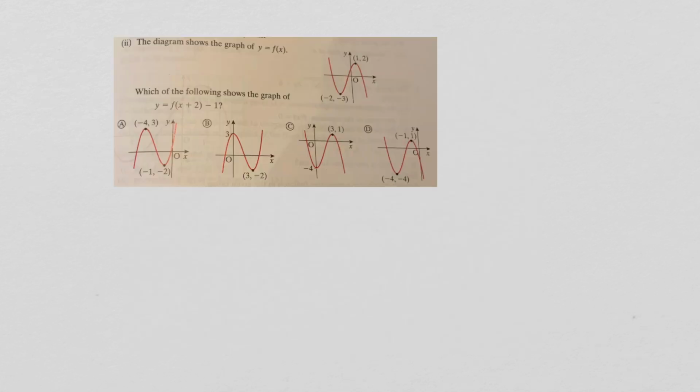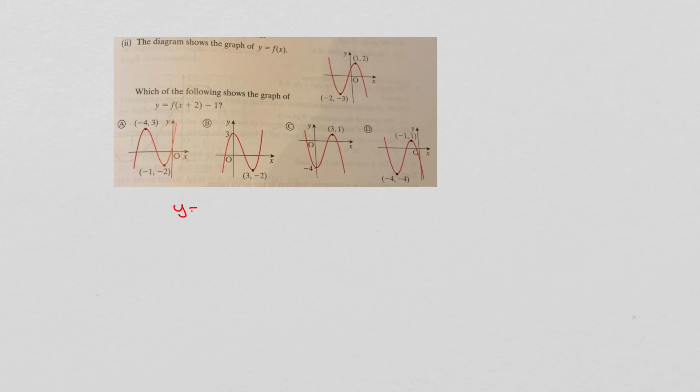So we have an example here from O.D. Morris's book, and we can see we have the first original function, y equals f of x, and we're told two of the points on the graph, 1, 2, and minus 2, minus 3. And then we're given four graphs, A, B, C, D, and we're asked which of them is showing y equals f of x plus 2 minus 1.